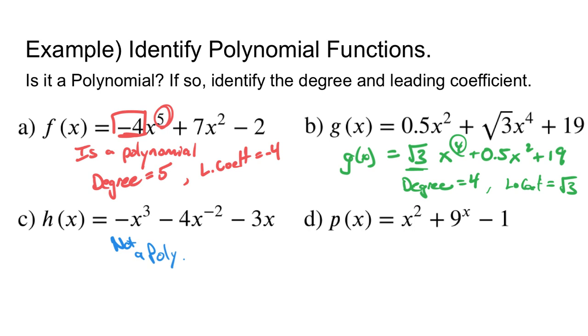Okay, what about the next one? P of x. Oh, look here. That's weird. That's not allowed. So that is not a polynomial. No variables in the exponent. All my exponents have to be real. All my exponents have to be integer values.